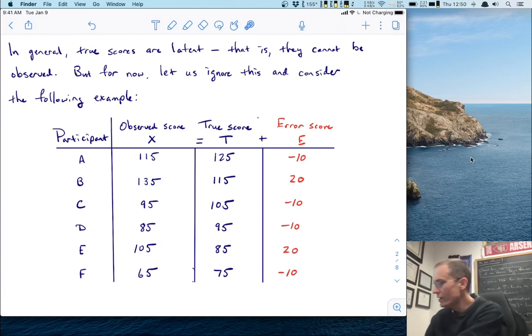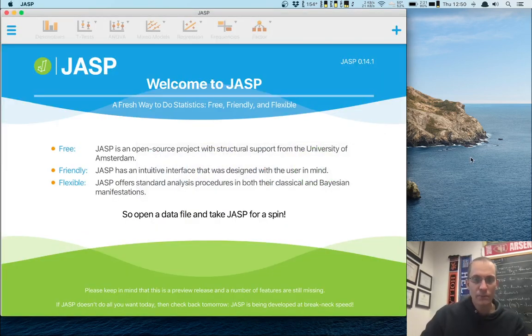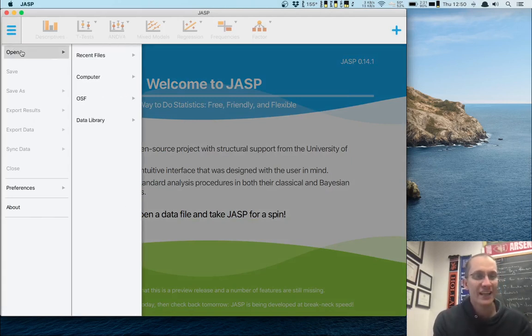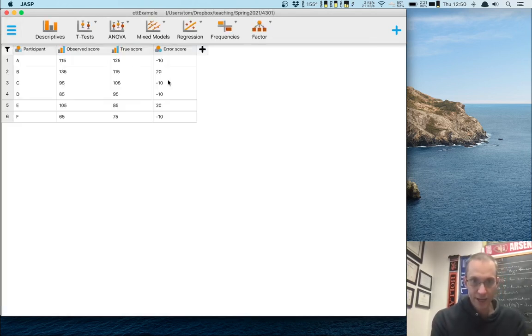Now, what I want to do with these scores is look at some of their statistical properties. To do that, instead of doing it by hand, I have put them in a little spreadsheet, saved it as a CSV file, and we're going to open this in JASP. So I'm going to pull up JASP real quickly. There it is. And I've already got the file in a convenient location. You can do this at home if you want. Just open up a spreadsheet, put in those data in those columns that you saw, and then load it up in JASP.